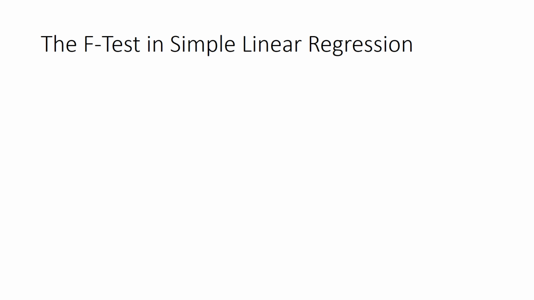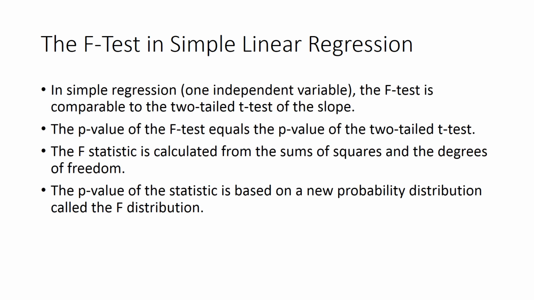Let's take a look at the F-test in simple linear regression. In simple regression, we have one independent variable, and the F-test is comparable to the two-tailed t-test of the regression slope. In fact, the p-value of the F-test equals the p-value of the two-tailed t-test. The F-statistic is calculated from the various sums of squares and the degrees of freedom, and the p-value is based on a new probability distribution called the F-distribution.